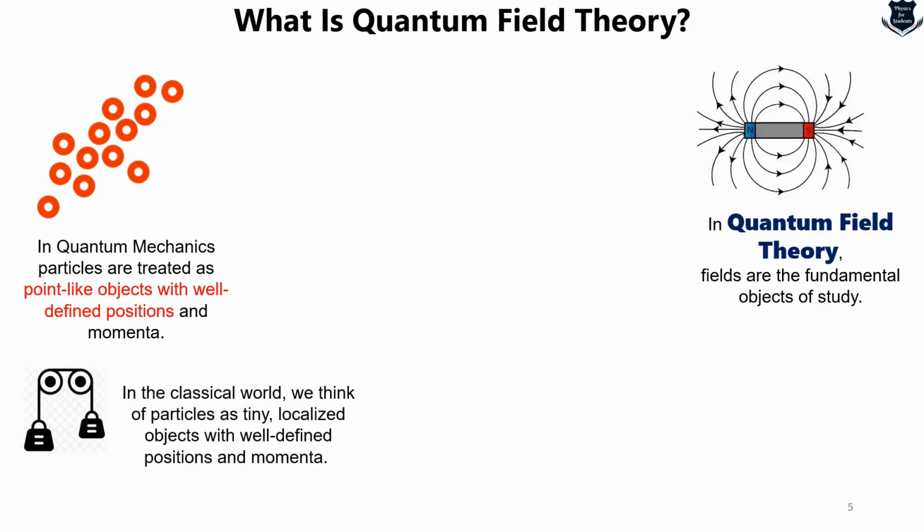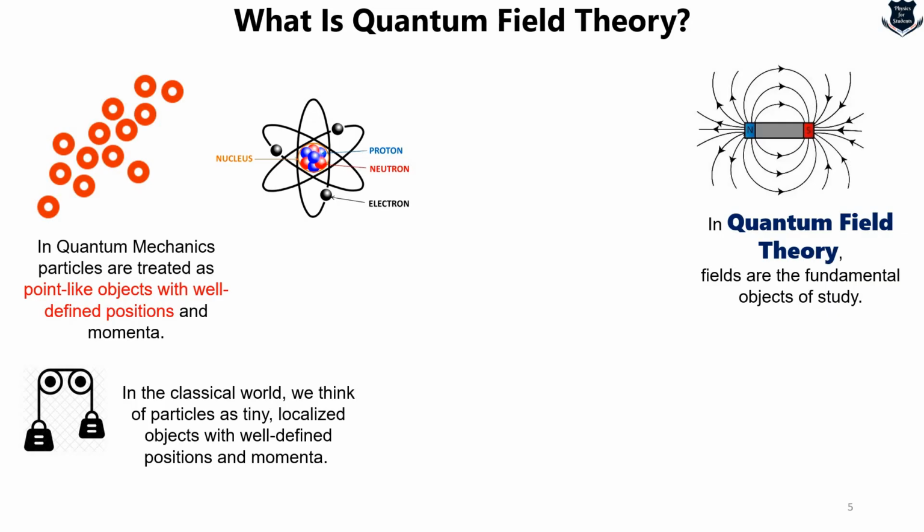Now here you see that in the classical world we think of a particle as a tiny localized object. That means it has a momentum, it has a position, it has a gravity or whatsoever. It has something which is very localized, and we are trying to define in mathematics or intuitively understand that localized behavior.